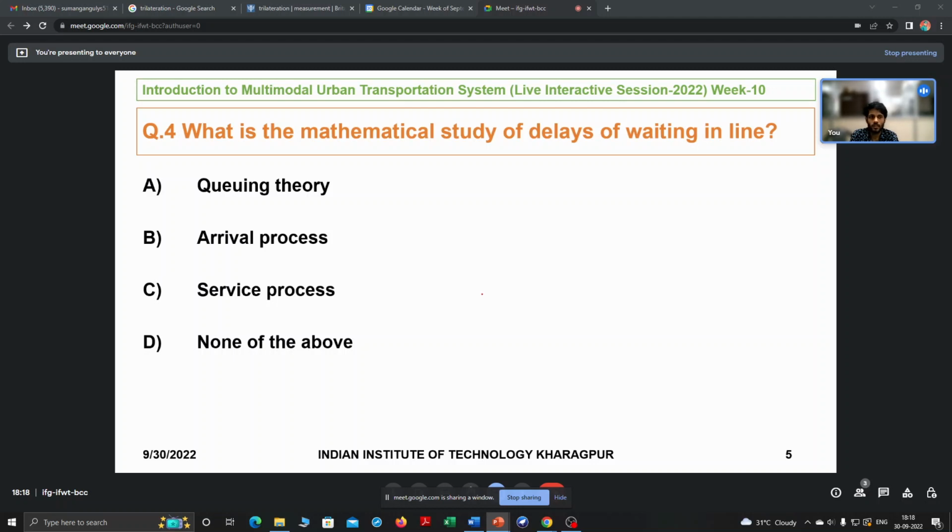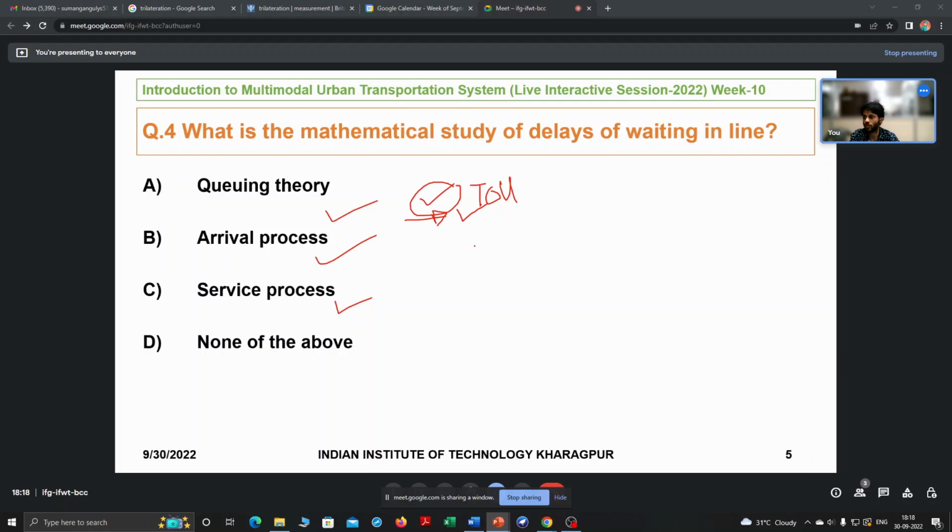Since it's a study of delay in waiting time, this theory in mathematics is called queuing theory, right? So what is the arrival process? The arrival process is your arrival, or the vehicle arriving at the counter, or here the toll booth, right? If this is a toll booth, the vehicle is arriving. That process may be random, or maybe deterministic. That's called an arrival process.